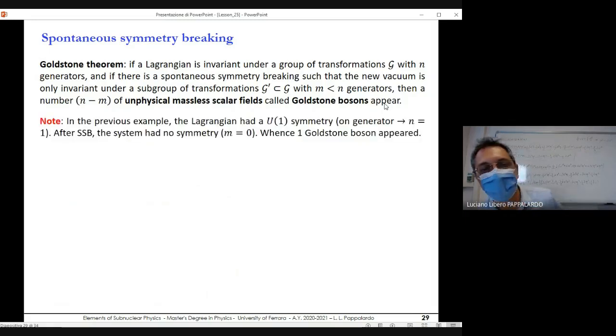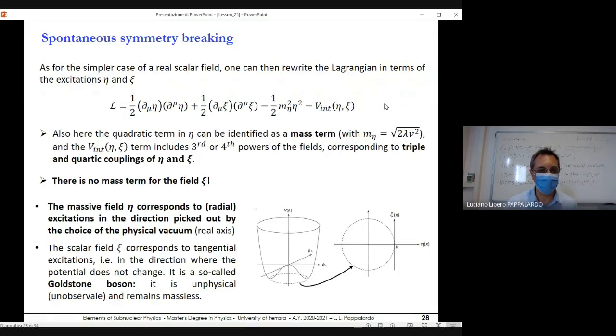So in the previous example, the Lagrangian I showed before had a global U(1) symmetry. So there was just one generator, and the ground state no longer had this symmetry, so zero generators. One minus zero is one, and so we got one Goldstone boson, the psi, this guy here.